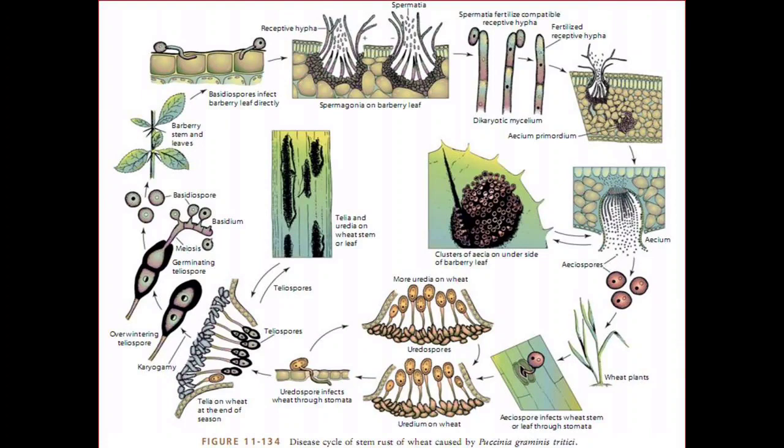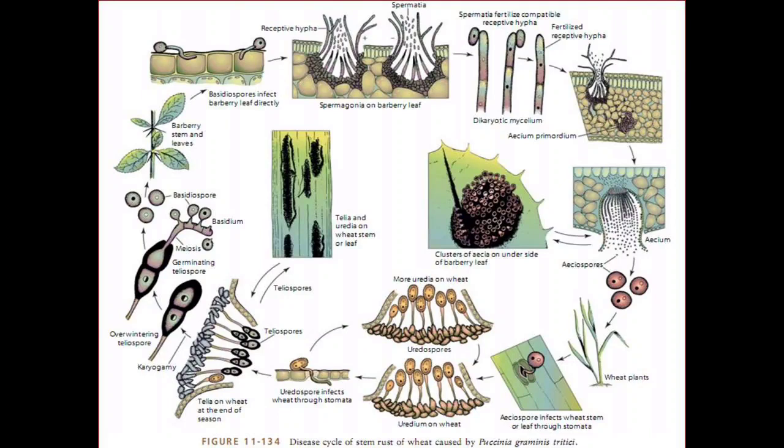So all these 5 stages are very important for completion of this wheat rust life cycle. Of all these 5 stages, the first two, that is the aecial stage and the pycnidial stage, are produced on the barberry crop, and the other 3 stages are developed on the wheat crop. So it requires more than one host for completion of its life cycle. Hence it is called a heteroecious rust.